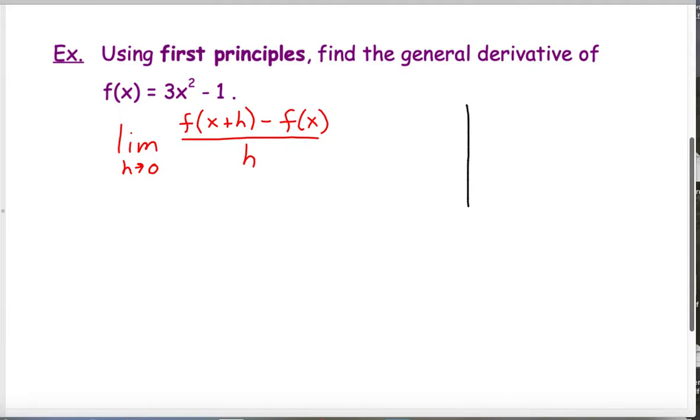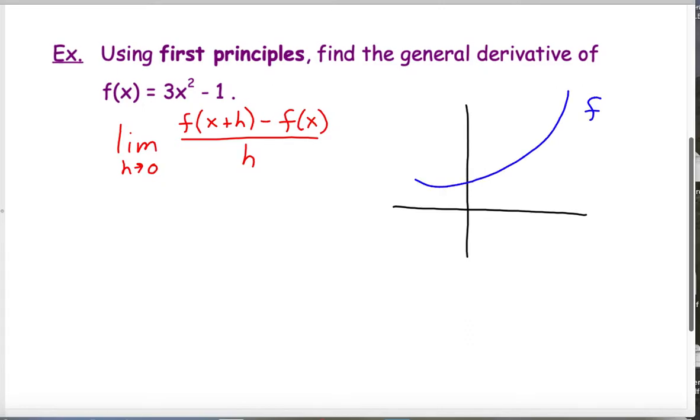In terms of thinking about it on a graph, if I have a function f that looks something like that, instead of finding it at one specific point, I can find it at any point. We'll just say x, and then somewhere close to that would be x plus h. The output here would be f of x, and the output here would be f of x plus h. And then to find the slope between these 2 points would be the difference of the y's over the difference of the x's.